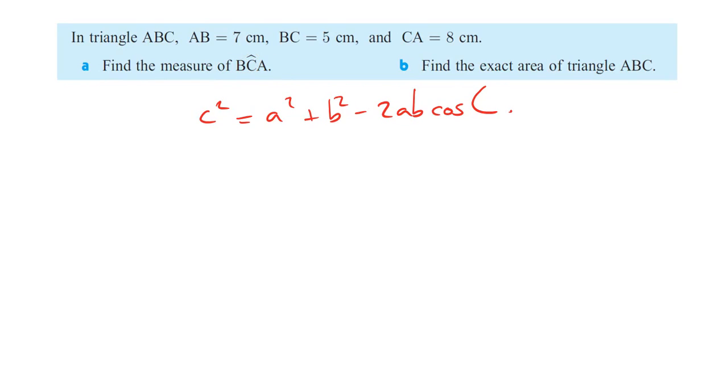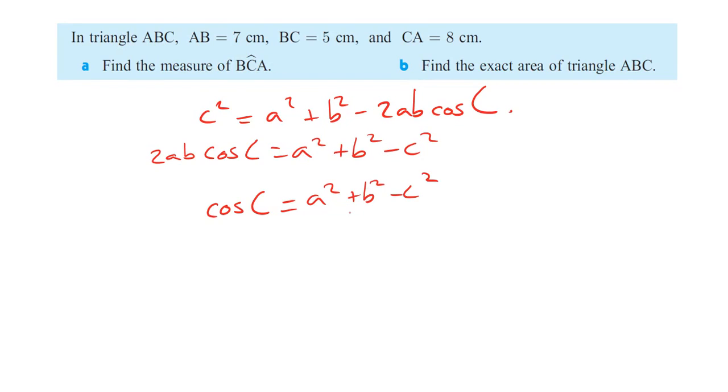So let's try and move these things around so that we have cosine C as the subject of our formula. I'm going to start off by moving the 2ab cosine C to the left, so I get rid of that negative sign. And I'm going to take the c squared to the right, so I'm going to end up with 2ab cosine C is equal to a squared plus b squared minus c squared. That is an equivalent expression. Now I'm going to divide through by 2ab, and this is going to leave me with cosine C equal to a squared plus b squared minus c squared, all divided by 2ab.